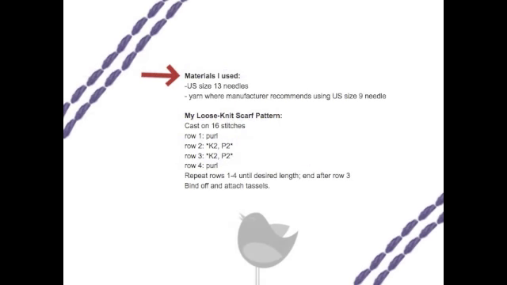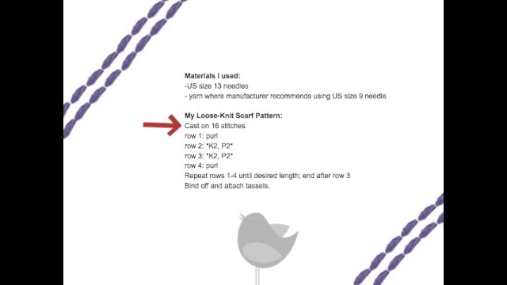Now let's just go through this one pattern together just to get a better understanding of how to read a pattern. So you see up here I have listed materials I used in this knitting project. You need US size 13 needles, and for the yarn I indicated that you can use any yarn that recommends US size 13 needles. Next you'll see cast on instructions, and here I say cast on 16 stitches. So all you do is cast on 16 stitches.